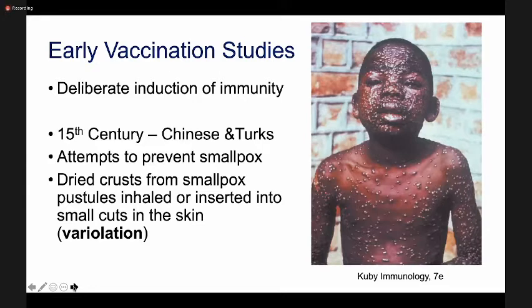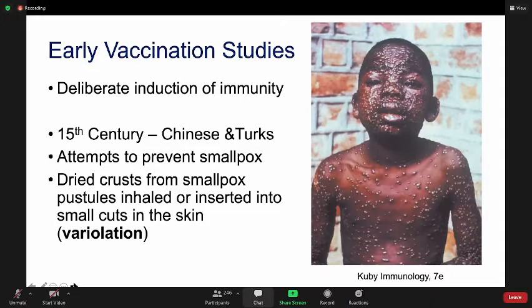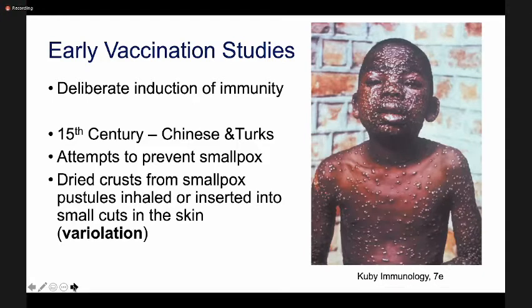Early vaccination studies began in the 15th century among the Chinese and the Turks with an attempt to prevent smallpox. The picture there shows a boy suffering from smallpox, and you can see those really large lesions that heal with scarring. What they did, they would get crusts from these skin lesions and either inhale them or insert them into cuts in the skin. And the hope was that someone would maybe develop mild infection, but they would evoke an immune response, which would prevent them from developing a severe infection on future encounter with a pathogen. That was called variolation.